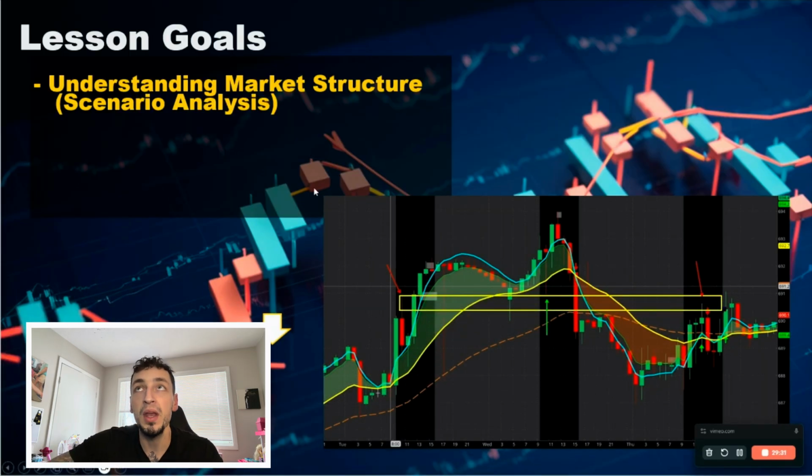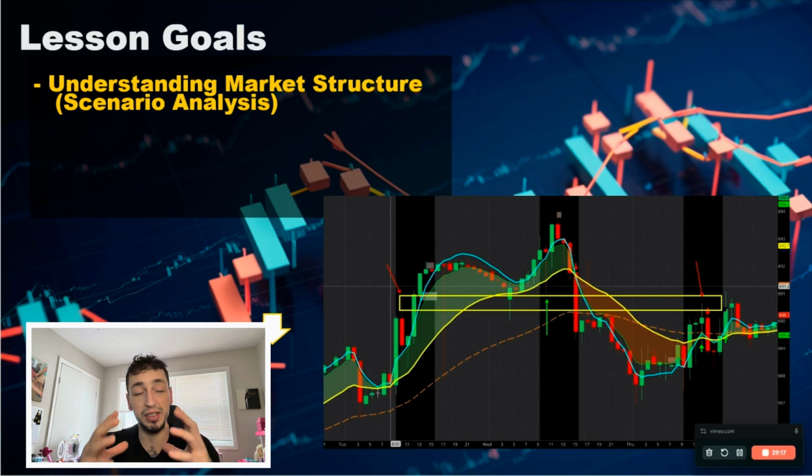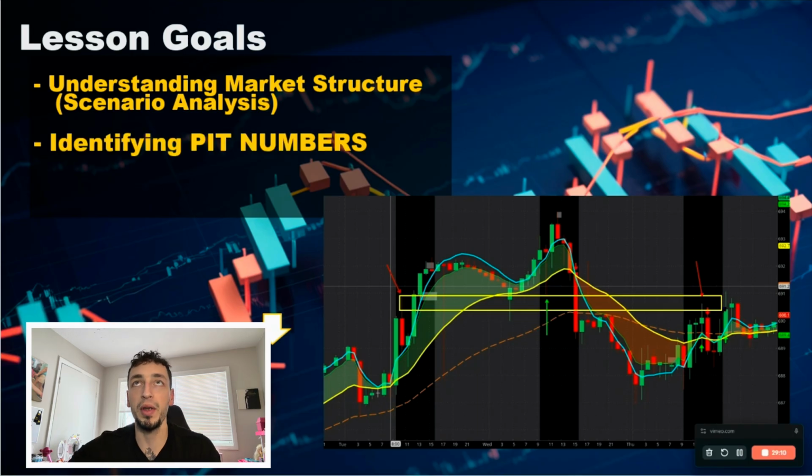Lesson goals. Understanding market structure using scenario analysis, okay? This is very simple. I want you to think of it like if-then statements, okay? If buyers hold this level, I then target this level. If sellers hold this level, I then target this level. And it's all based off market structure and PIT numbers, which is the universal language of the market, okay?